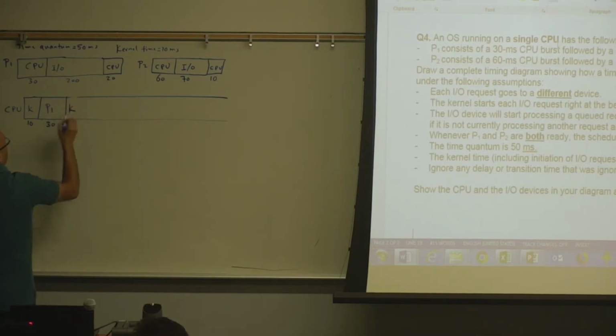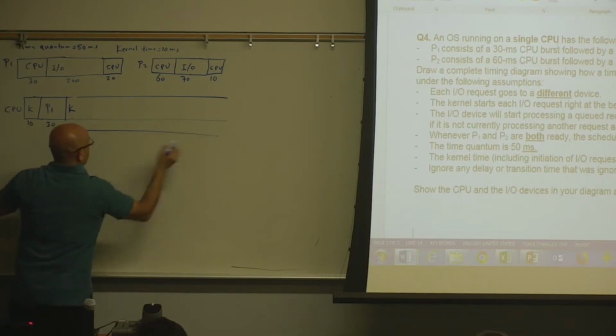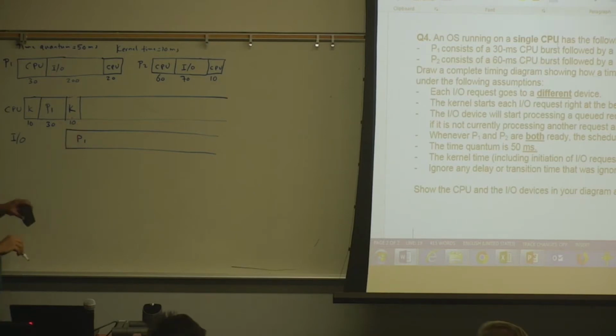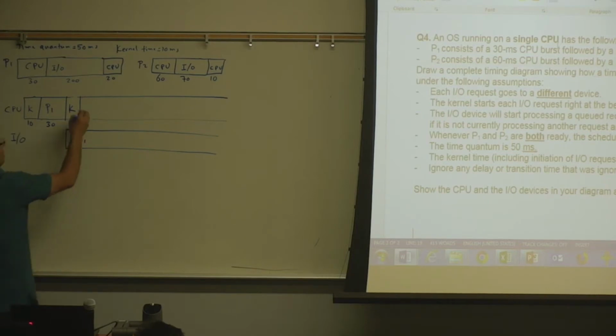So this is 30. Then the kernel is in charge, and the kernel will send the request to the I/O device, and this is a long I/O request. So this is I/O, and the I/O is now servicing P1. Then after 10 milliseconds, the kernel will look at the ready queue and pick a process that is ready. Which processes are ready now? P2 is the only process that is ready, so this makes it easy for the kernel. The kernel will not have to choose. There's only one ready process, so it will give the CPU to P2.